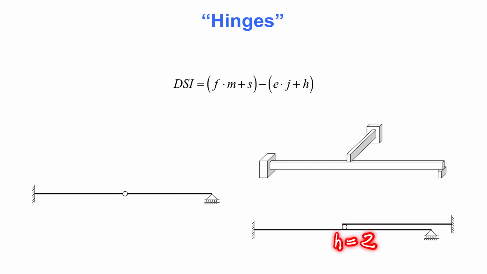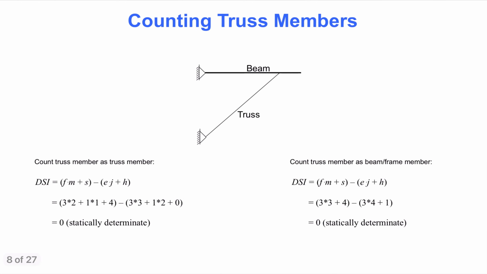The next slide addresses mixed structures. This means that some of the members are frame members, while others are truss members. The author of these notes prefers to count truss members as truss members, but another option is available. First, consider the case on the left-hand side. Here are 2 beam members, each with 3 unknown forces. Here is 1 truss member, having 1 unknown force.